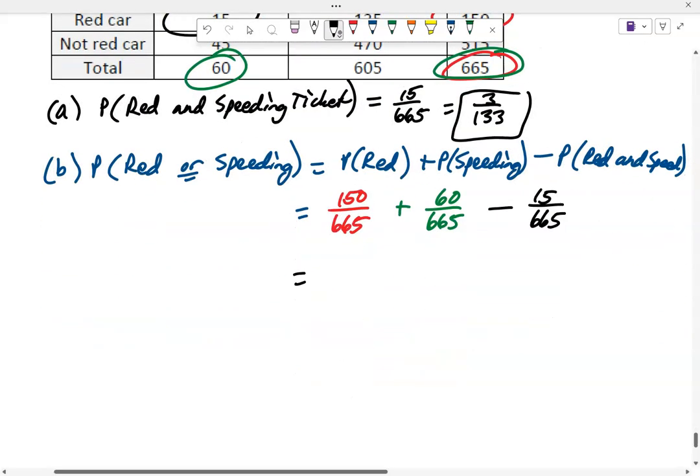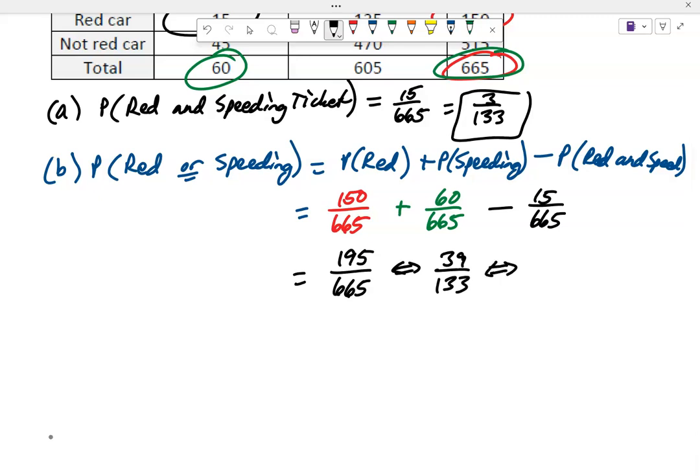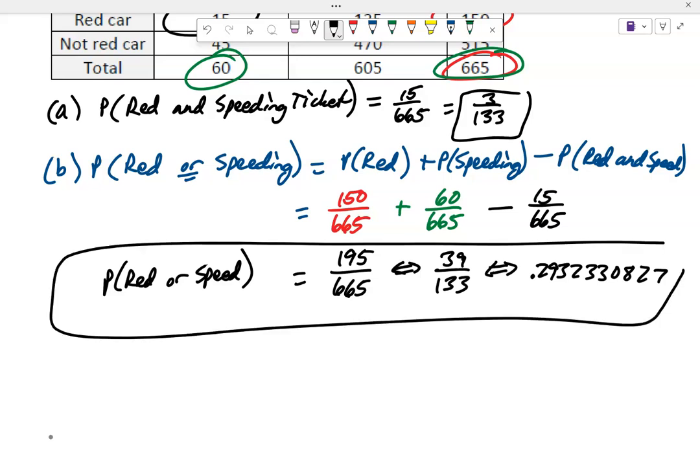So this ends up being 150 plus 60. What's that? 210 minus 15. I got 195 out of 665. Both those go into 5, and that'll give you 39 over 133. Or 0.29323 0827 if you want to punch that in. And that's your OR probabilities.